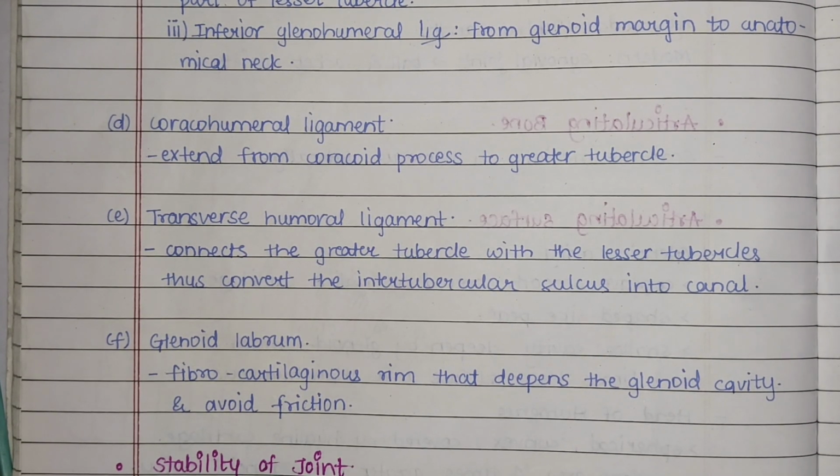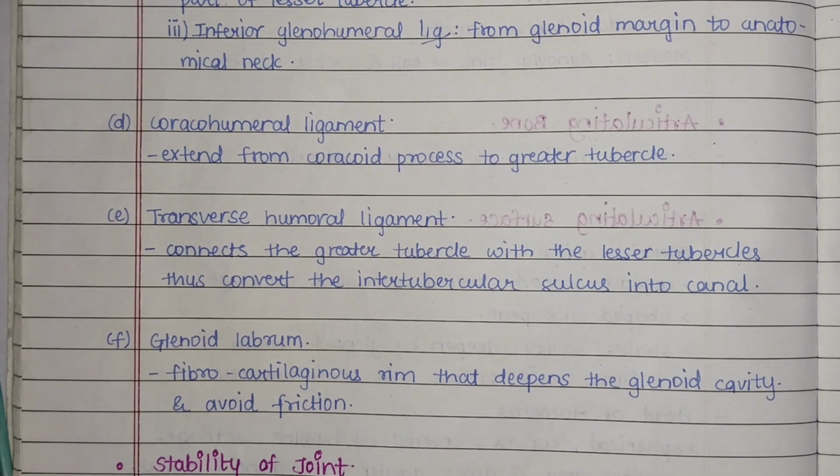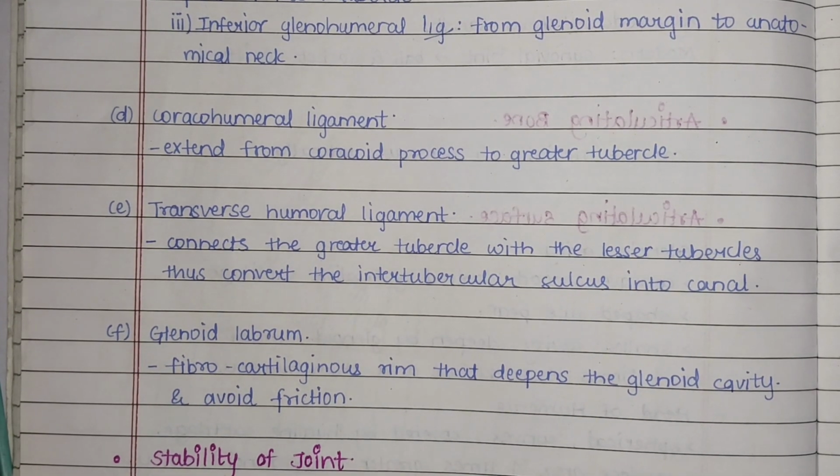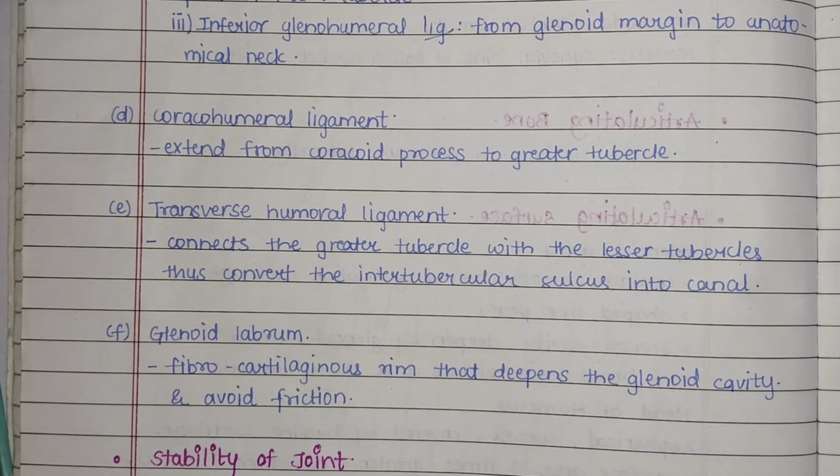If your concept of scapula and humerus is clear, then only you can do this quick revision very nicely. So make sure you study the bones first. Next is the transverse humeral ligament. It's nothing but it connects the greater tubercle with the lesser tubercle. Thus the intertubercular sulcus is then converted into a canal through which a very important tendon of biceps passes, which is a very important question asked for the viva.